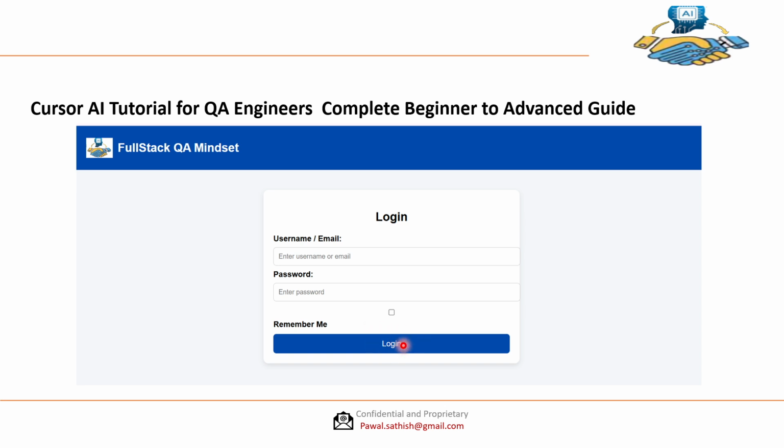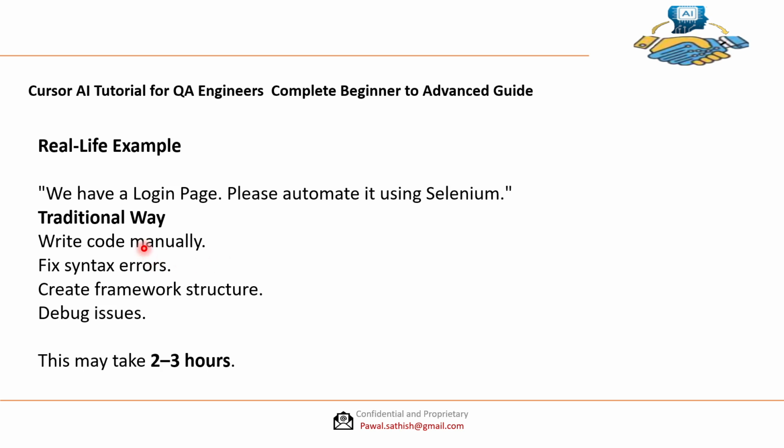Overall, to design an automation test case using the traditional QA approach, and if we are using the POM design pattern, it will definitely take 2 to 3 hours to design a single login script. But if we use Cursor AI, within 5 to 10 minutes we are generating all the code.